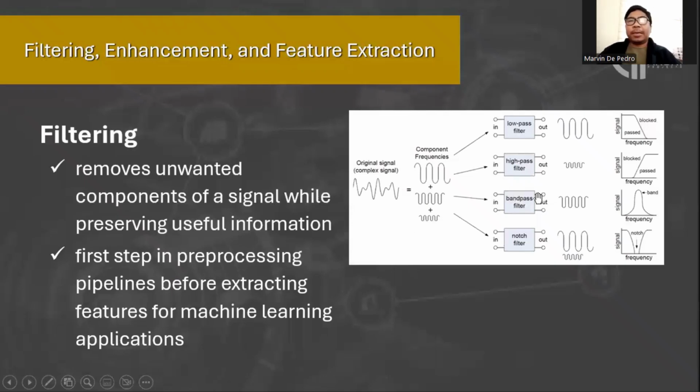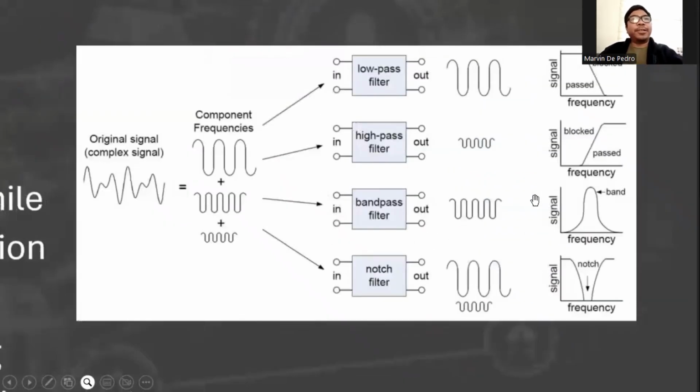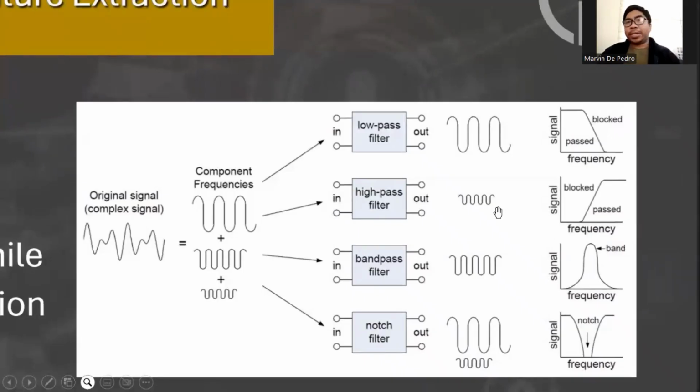Here is a simple illustration of basic filters. For example, we have this signal, and it has these components. If we dissect it, just like in 3-in-1 coffee, we'll see it has these components. Each of these can pass through any of these filters.